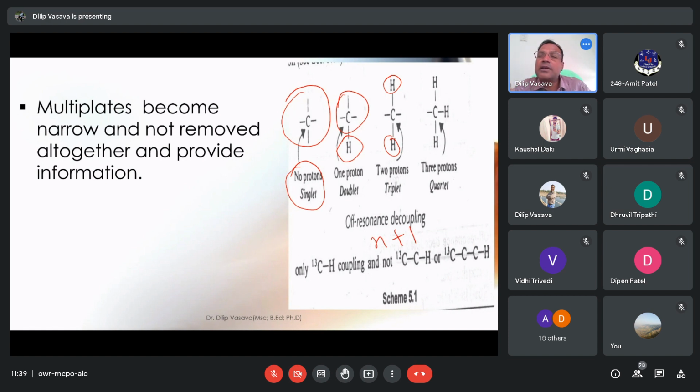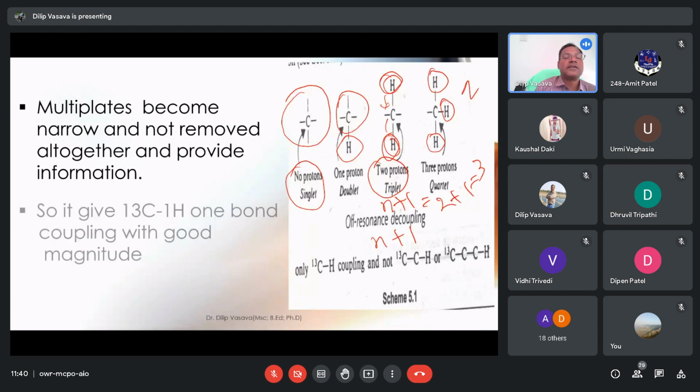So in carbon you cannot see the neighboring protons; you can see only the directly attached protons. Here, these two protons are both directly attached to the same carbon atom. According to the n+1 rule, 2 plus 1, so 3. If two protons are directly attached, you will get a triplet. Here there are three protons directly attached to the same carbon atom, so according to the n+1 rule, you will get a quartet. So off resonance decoupling gives this idea also. Whatever information was removed by 13C 1H NMR decoupling was regained by the off resonance decoupling method.